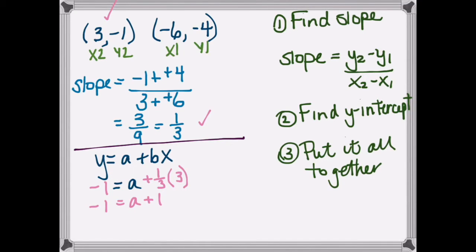And now I have a little work to do. So I need to get a by itself. So to do that, I would subtract 1 from both sides, which would give me a value of -2 equals a. So last but not least, let's put it all together. Y equals my y-intercept of -2. My slope is positive 1/3 x.